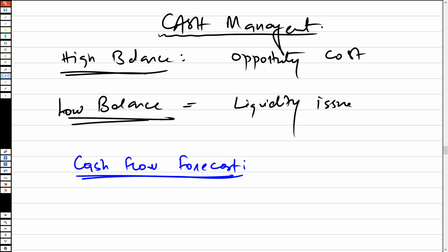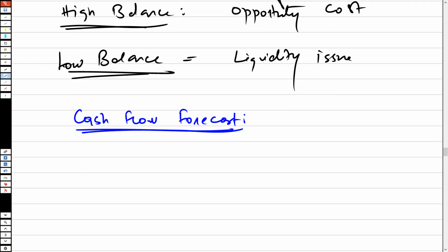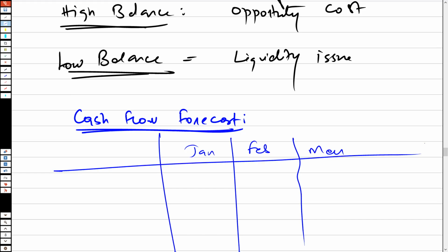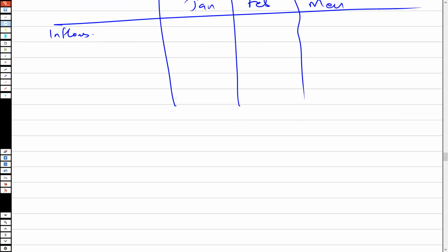The cash flow forecast tells you what is going to be the cash position in the future. In order to make the cash flow forecast, you might do it on a monthly basis, a quarterly basis, a half yearly basis, whatsoever that is. There are multiple ways that you can have your cash flow forecast. So you would plan out the inflows and you'll plan out the outflows.